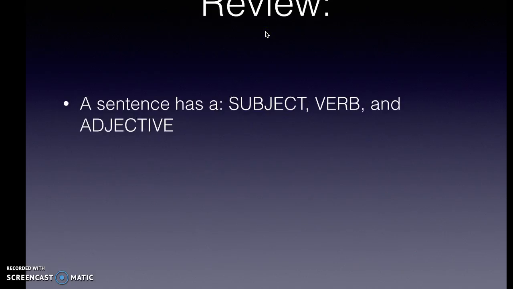Review. A sentence has a subject, a verb, and an adjective. A subject is a person, place, or thing. Verb is an action. An adjective describes.